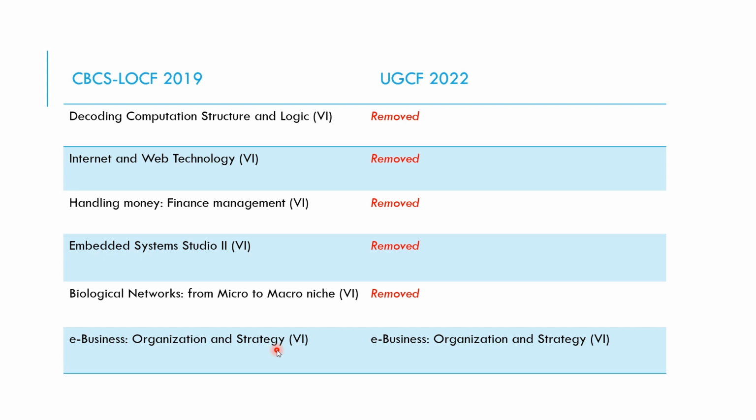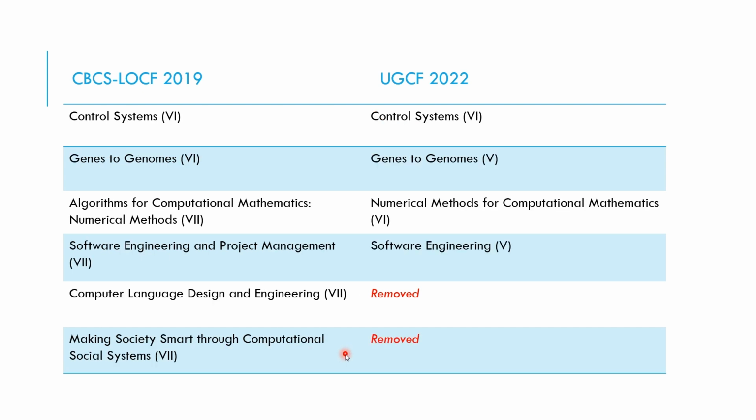E-business organization and strategy has been retained. Control systems has been retained. Genes to genomes has been retained. Just one semester has been reduced here. Now, algorithms for computational mathematics, numerical methods, has been rebranded as numerical methods for computational mathematics. Software engineering and project management has been rebranded as software engineering. Computer language design and engineering, we can call it compiler design in normal language, has been removed, or at least they are not available till semester 6.